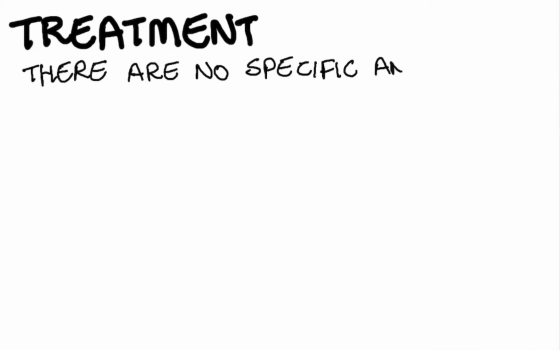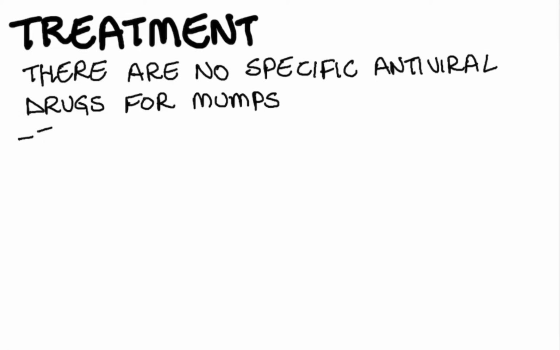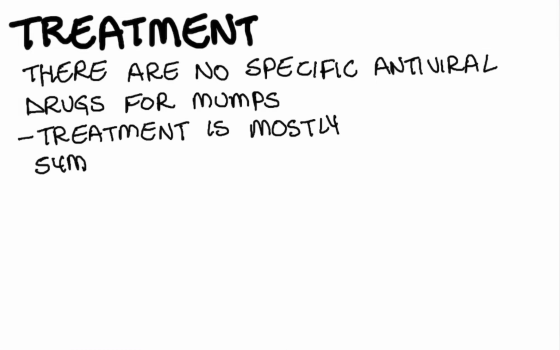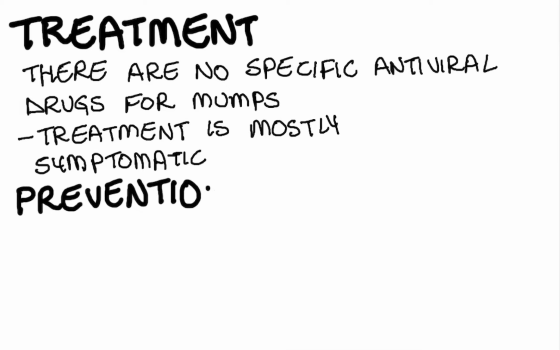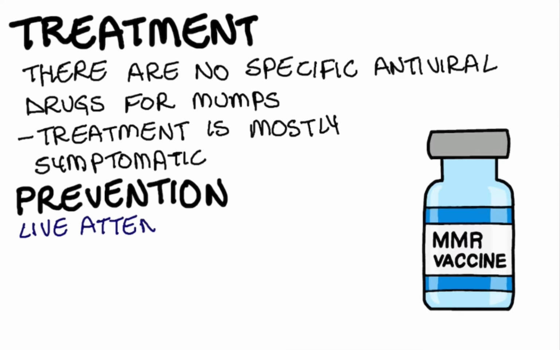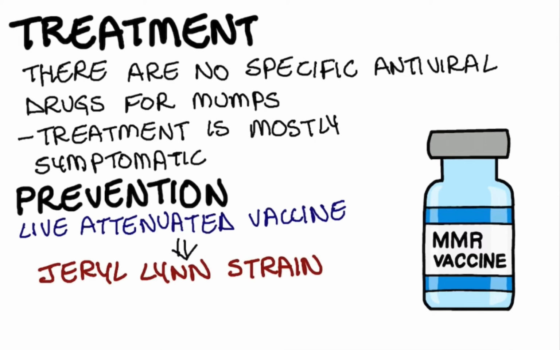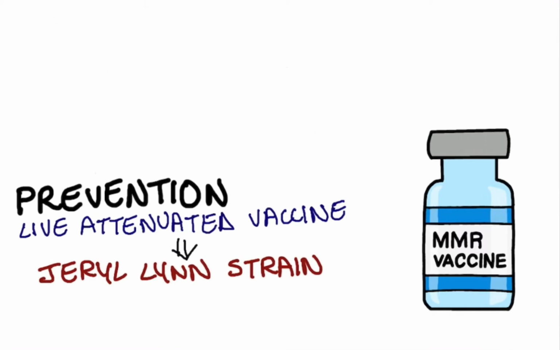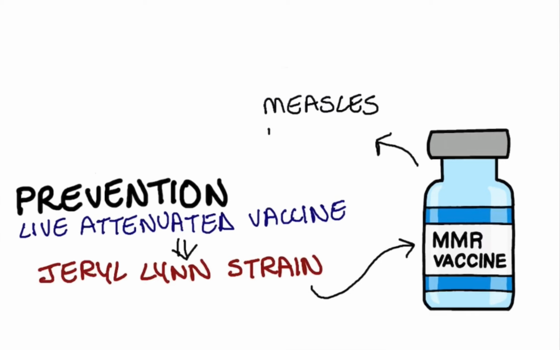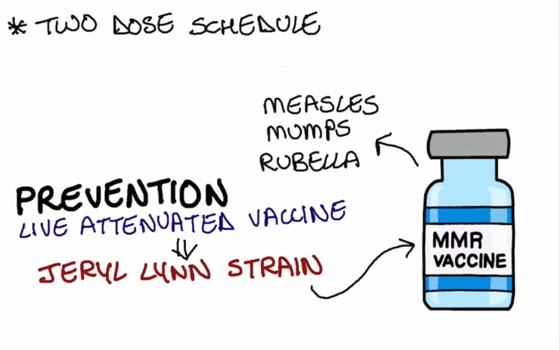Coming to the treatment, there are no specific antiviral drugs for mumps. Treatment is mostly symptomatic, but prevention is the key. Live attenuated vaccine, that is Jeryl Lynn strain, is the recommended vaccine strain used worldwide. It is administered as MMR vaccine, which stands for measles, mumps, and rubella vaccine. The WHO recommends a 2-dose schedule of MMR vaccine.